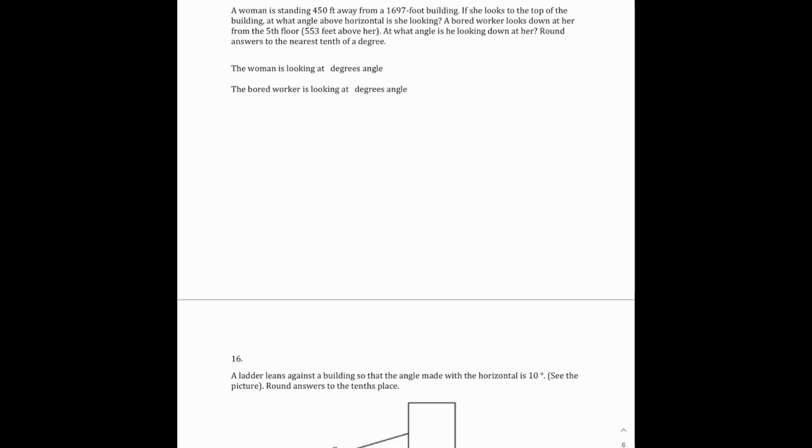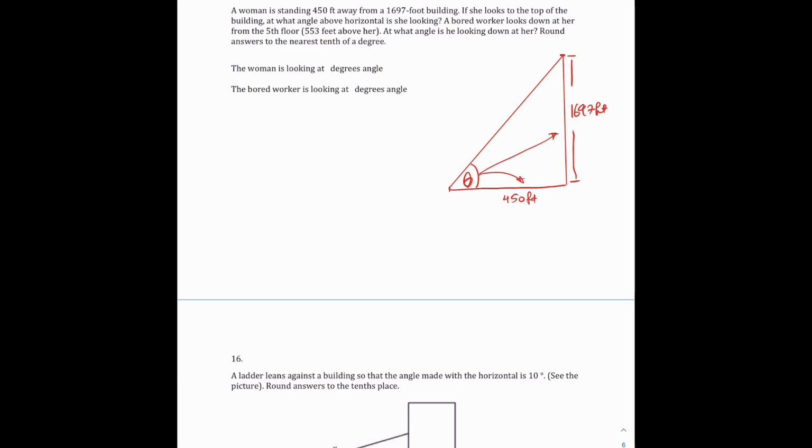So here's a woman standing 450 feet away from a tall building. The height of this building is 1697 feet. If she's looking at the top of the building, at what angle is she looking? So we need to find theta here. We have the adjacent and we have the opposite with regard to theta.